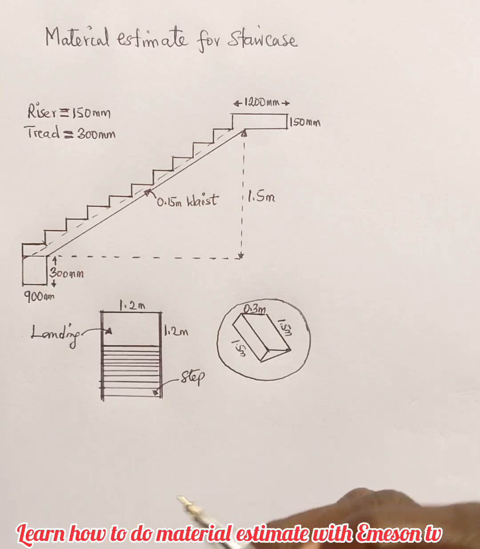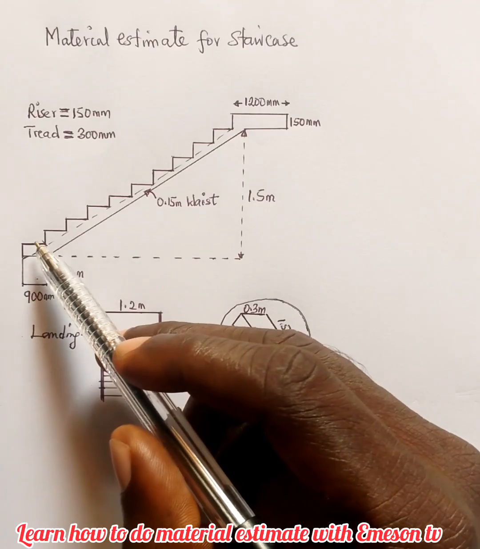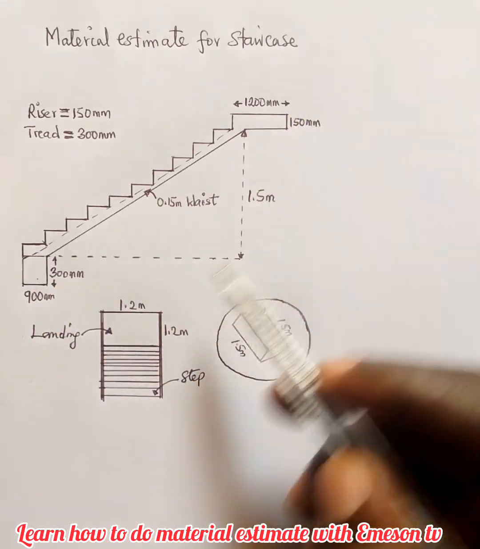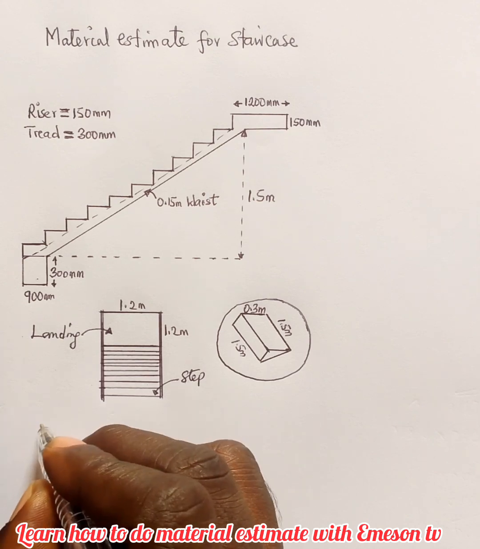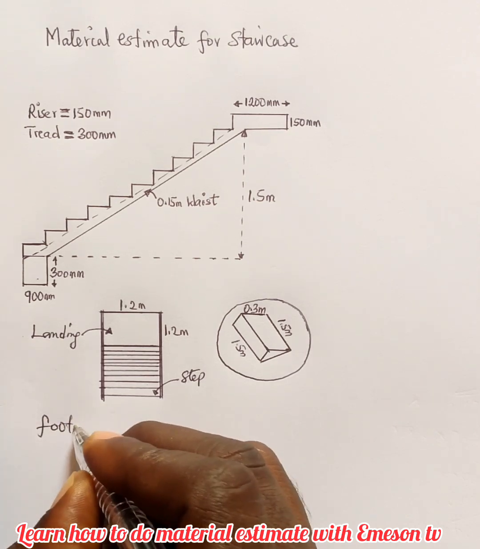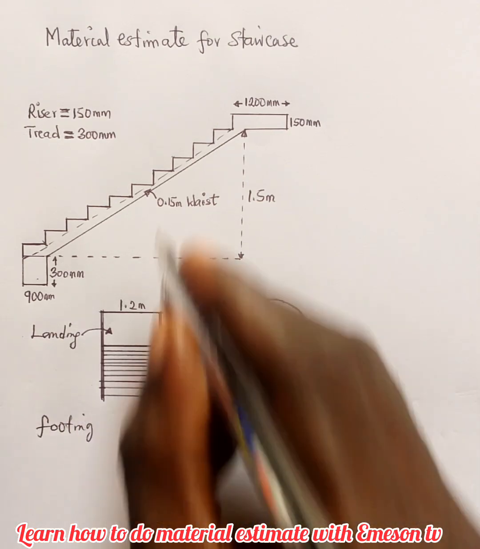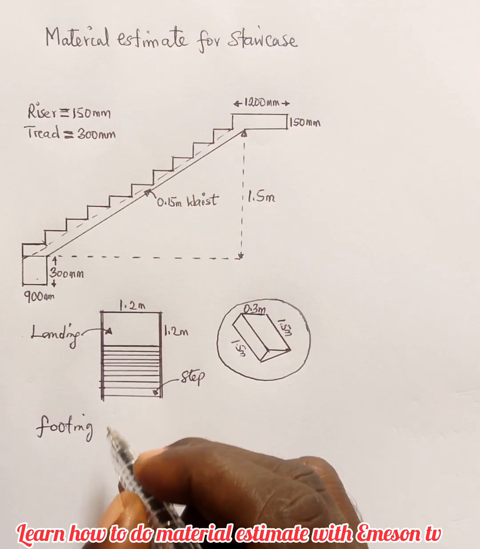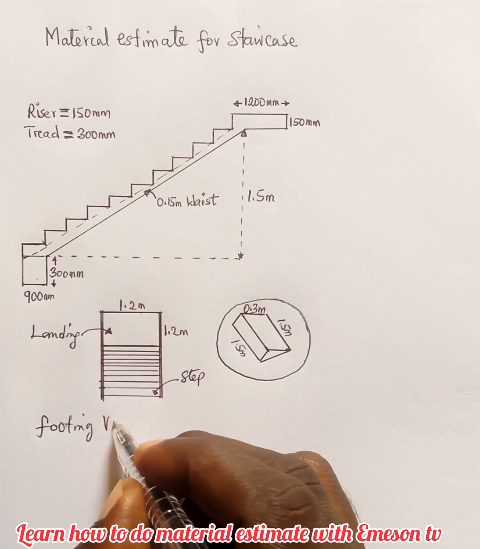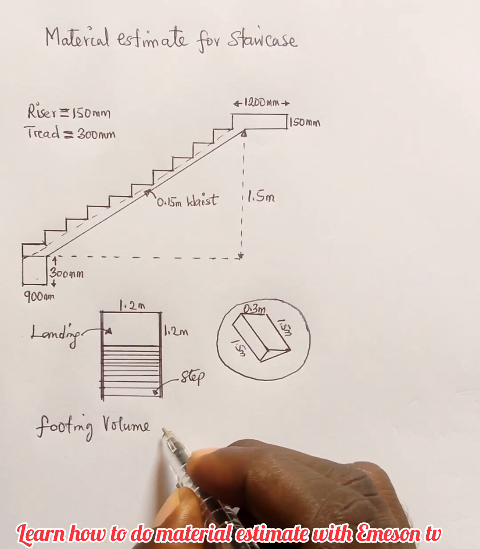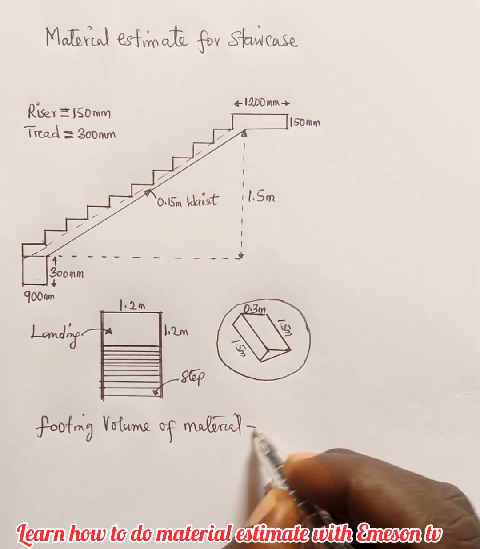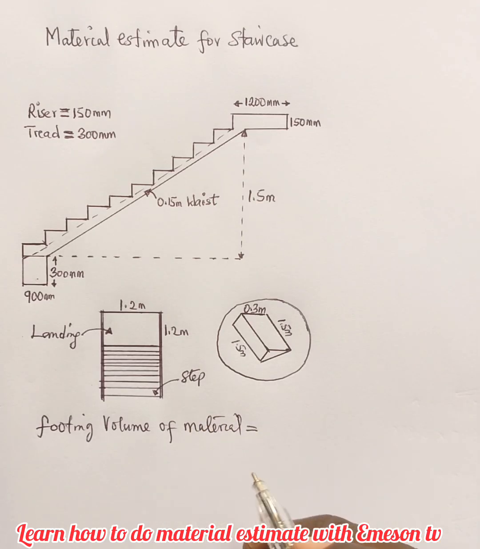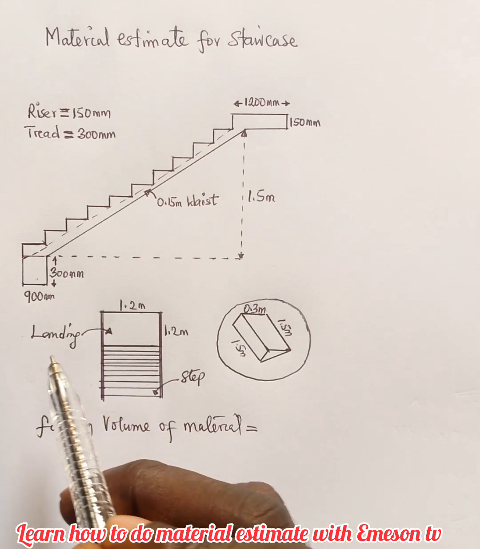That is calculating the volume of material that is required in the footing, the steps, the landing, the waist, and so on. So let's start with the footing. As I proceed, I will explain each of the diagrams. Footing. For us to get the volume of material for the footing, we have to look at the diagram.